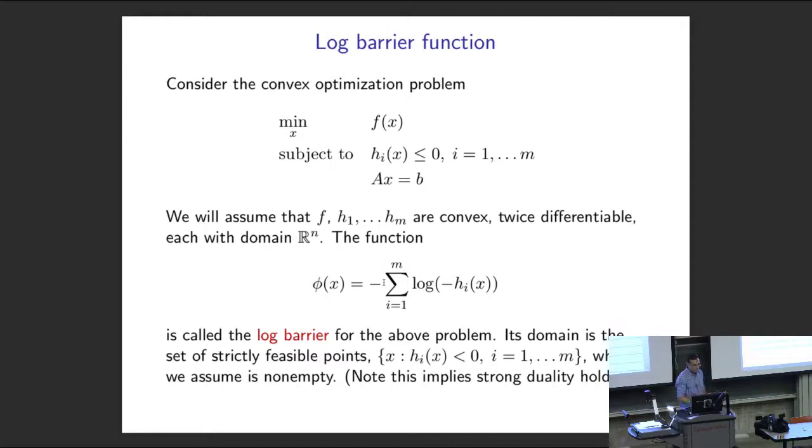But for now, we'll just observe that this function's domain is the set of strictly feasible points. So it's not defined if any of the h_i's are active, if they're equal to 0 at x. It's defined on the set of all x for which all of the h_i's are strictly less than 0. We're going to assume that this set is non-empty. And note that this assumption implies that strong duality holds, because I have a convex problem and the inequality constraints can be satisfied strictly. Slater's condition tells us that therefore strong duality holds. So if we were to derive the dual, we would see that its optimal value equals the primal optimal value.